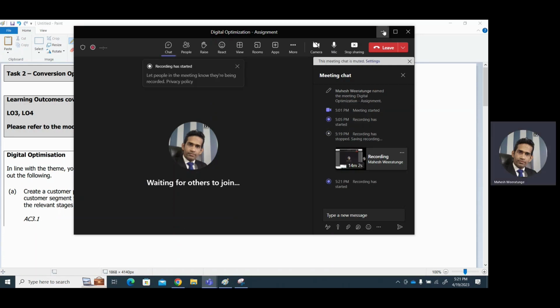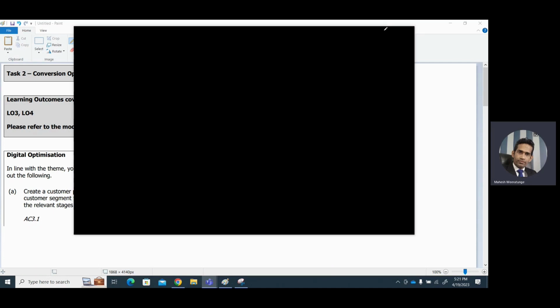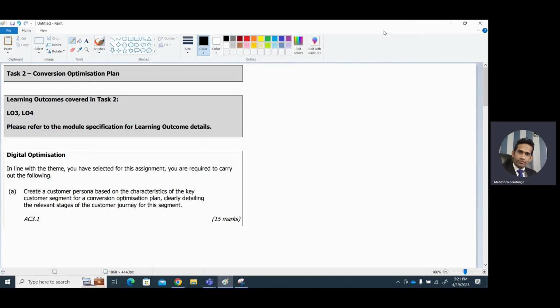So guys, the digital optimization assignment, the task 1 we completed, and we are entering into the task 2. Actually, we were discussing this even in the classroom sessions, but I thought of giving you all a summary of whatever areas we were talking about and how you all have to address your answer.